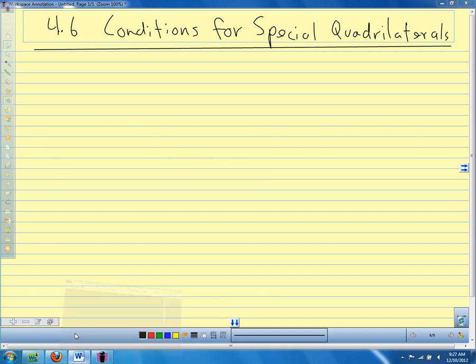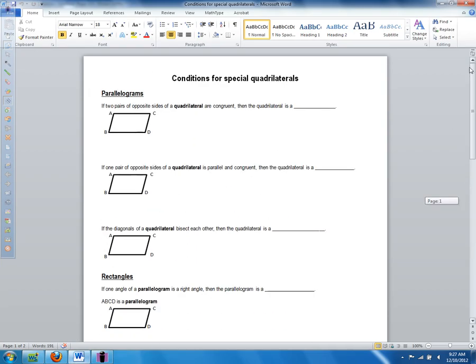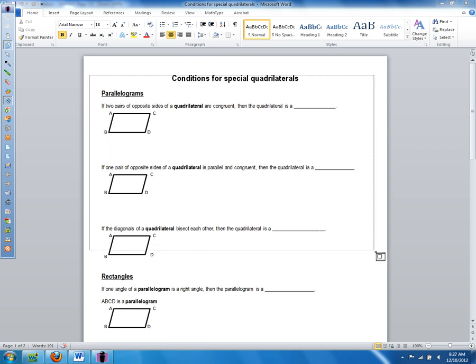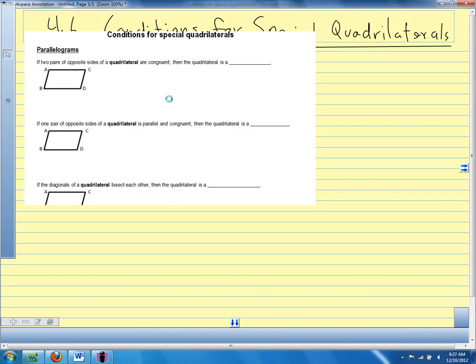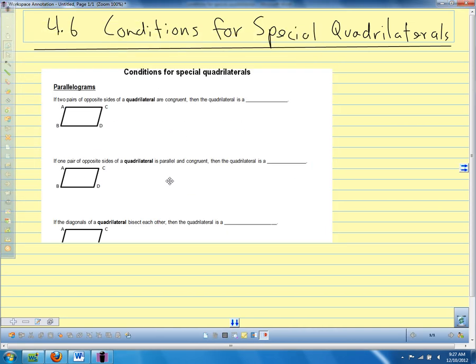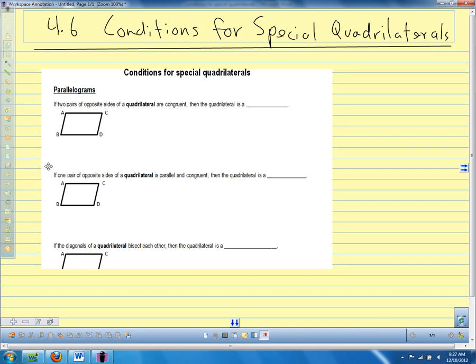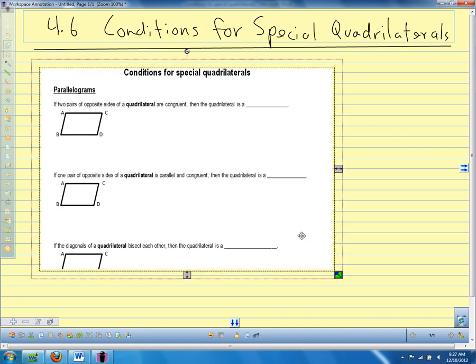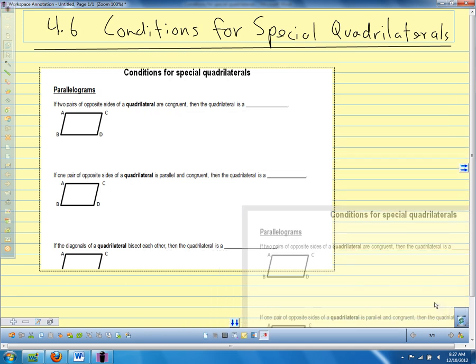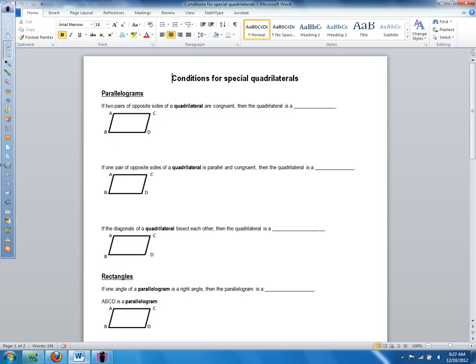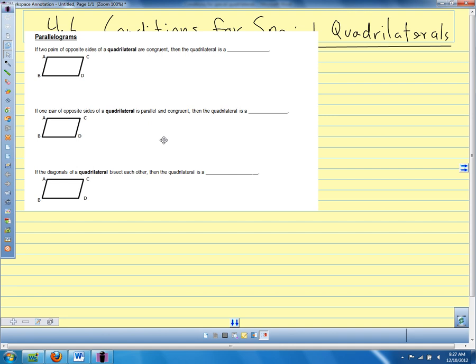All right, let me grab our first part of our page here. So our first part is all about parallelograms. Oops, I didn't do a very good job. There we go.